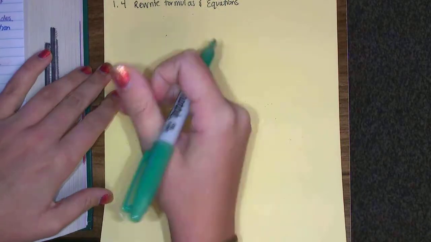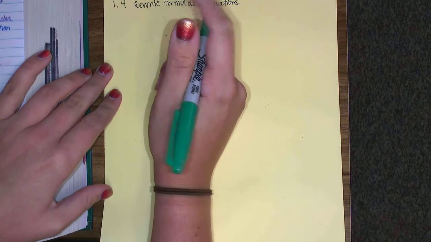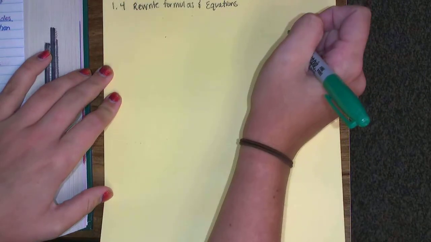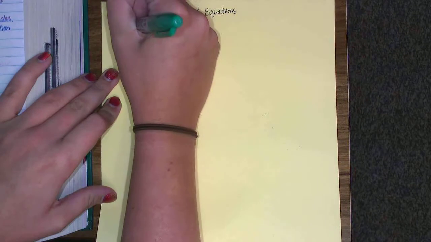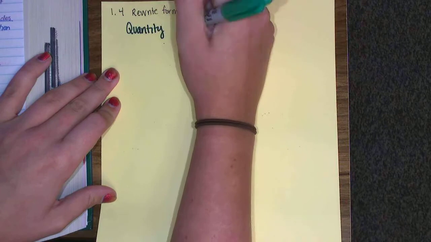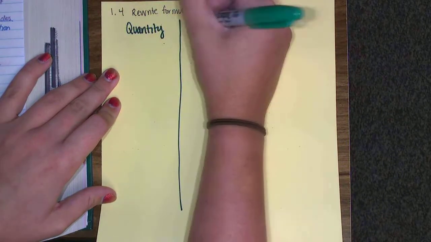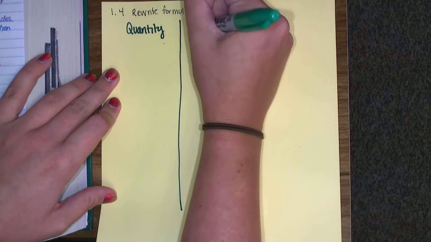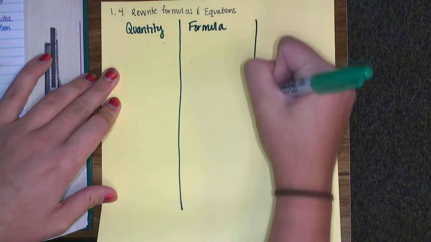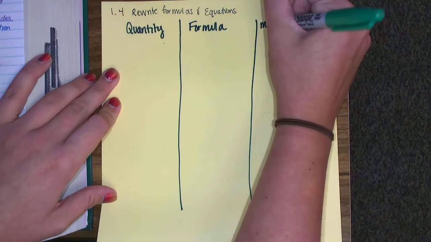So we're going to have 1, 2, 3, 4, 5, 6, 7, 8 different formulas here going down, and we're going to have 3 columns across. So we have quantity, we're going to have the formula, and lastly, we're going to have the meaning of the variables.